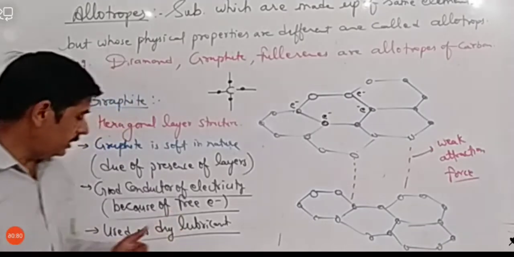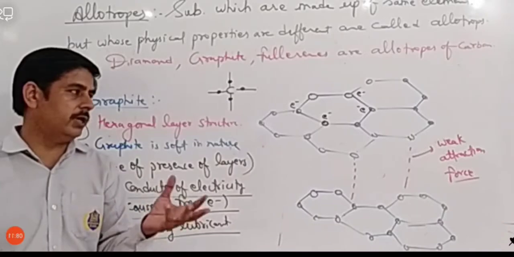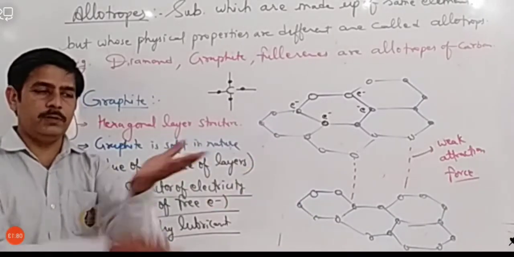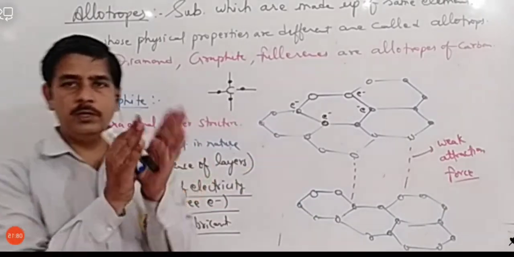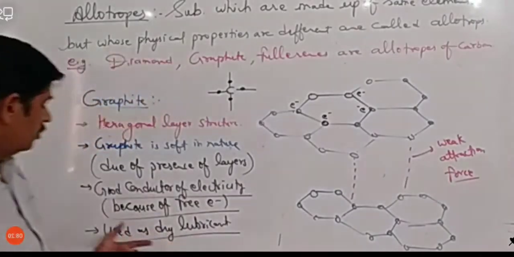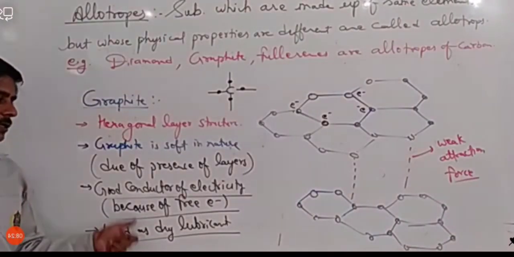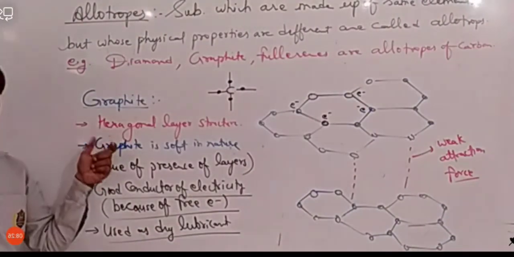So we will apply the powder of graphite, because powder of graphite will also have these layers, and these layers will be used between the two parts of the machine, and it will reduce the friction. So that's why it is also called dry lubricant. Okay, so it can be used as dry lubricant. It is good conductor of electricity, and it is soft in nature.